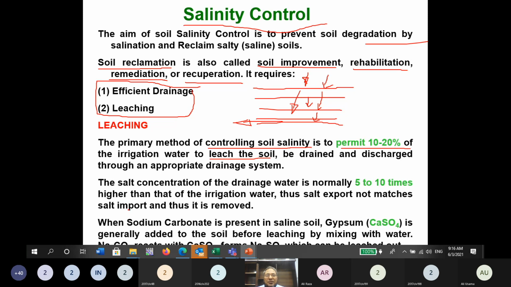When sodium carbonate is present in saline soil, we may add gypsum in the water for the leaching purpose. It makes sodium carbonate react with calcium sulfate, which forms sodium sulfate, which can be leached out easily. So this is how we can do the leaching.